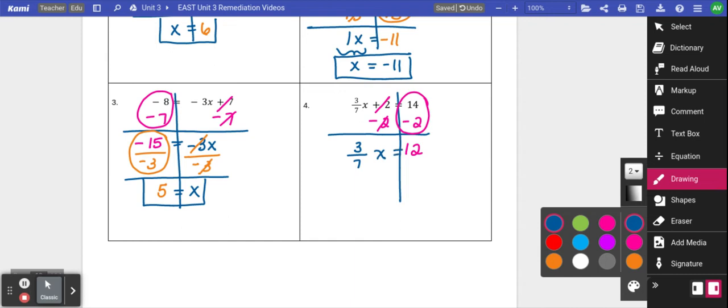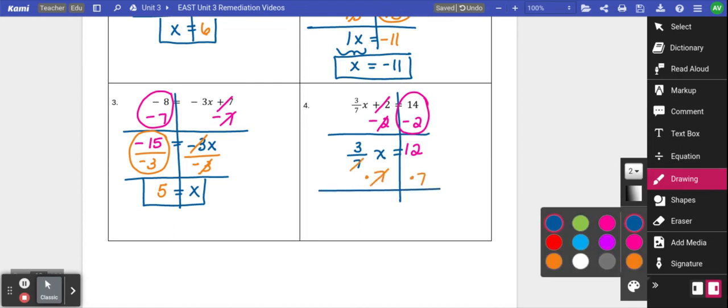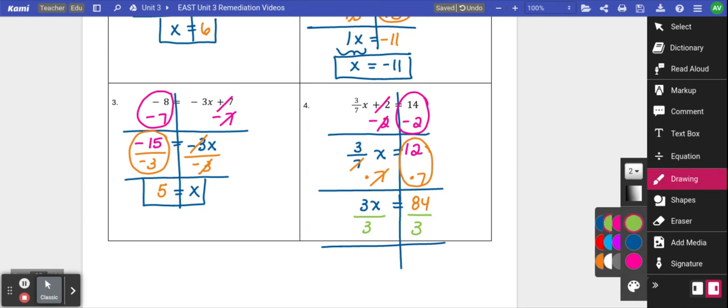Now, the 3 divided by 7, the next move is going to be to multiply by 7 on both sides to cancel this divide, which means I'm going to be left with 3x equals 7 times 12 gives me 84. And last but not least, I'm just going to divide by 3 on both sides of this equation to cancel out the 3x because division is the opposite of multiplication. So the 3's cancel, and I just get x equals 84 divided by 3, which is 28.